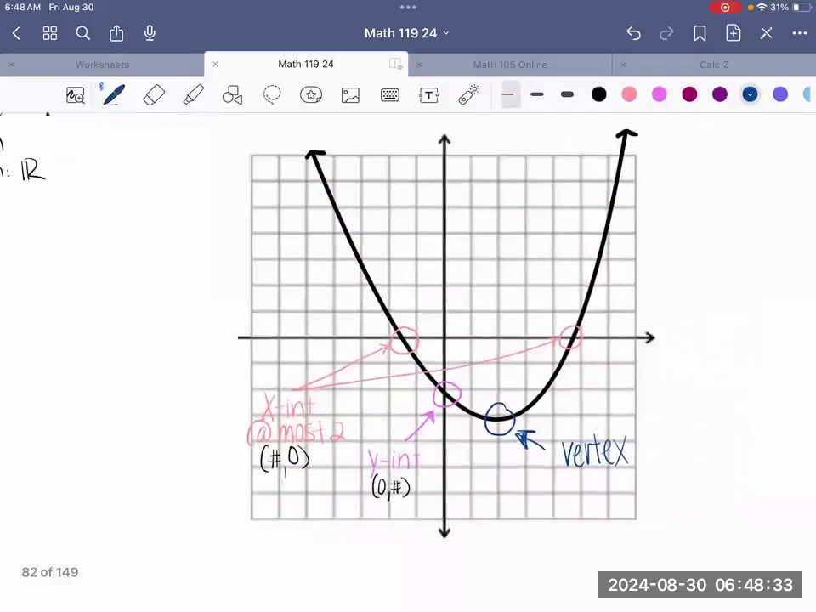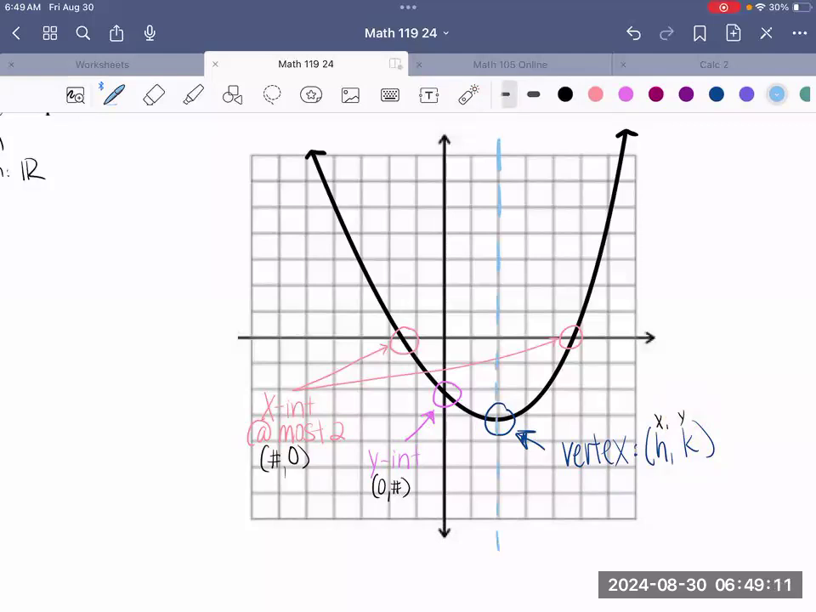So your vertex, coming back to just very standard wording of it, is going to have a special point. We call this special point (h, k), and that comes into play when we talk about your vertex form on your next page. So this is where your lowest or your highest y value is going to occur.